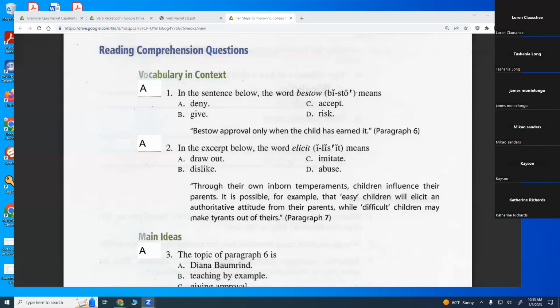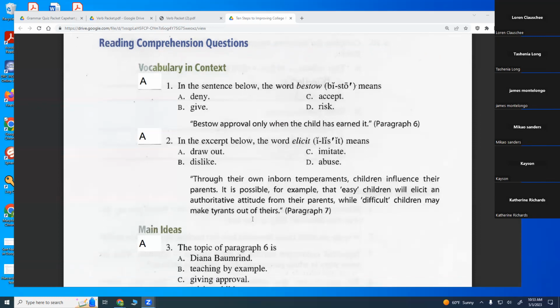Elicit. Let's look at it: through their own inborn temperaments, personalities, or moods, children influence their parents. It's possible, for example, that easy children will elicit an authoritative attitude from their parents, while difficult children may make tyrants out of theirs. So what's elicit? Okay. Draw out. Make sense?